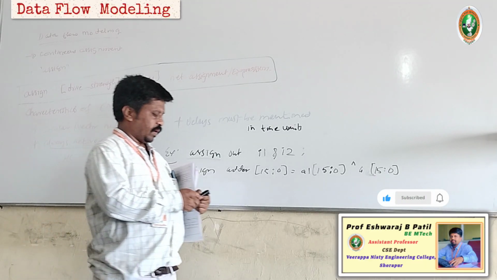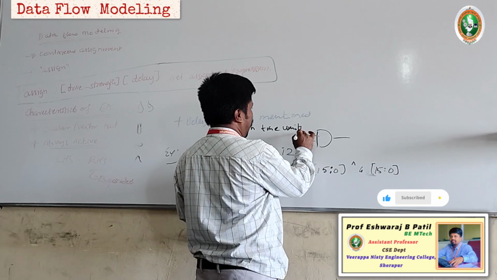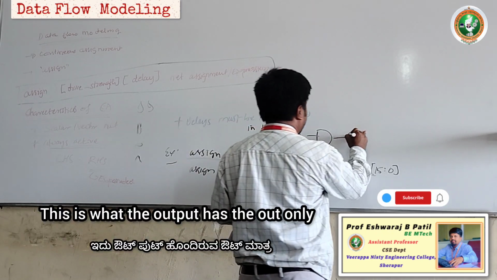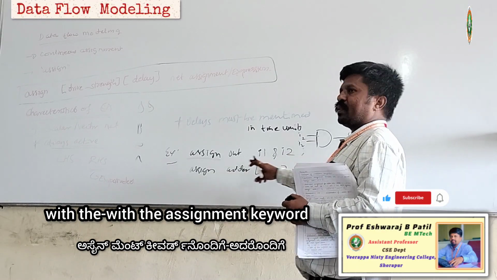Now look, if I have the AND gate that has the inputs I1 and I2, the output is written as out. But I mention this with the assign keyword.